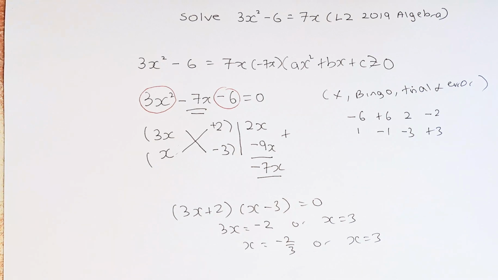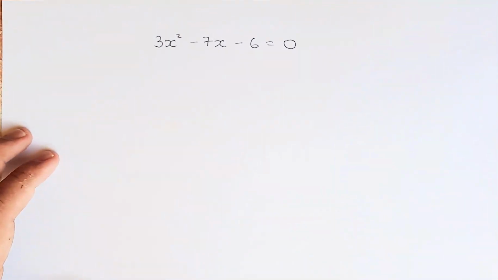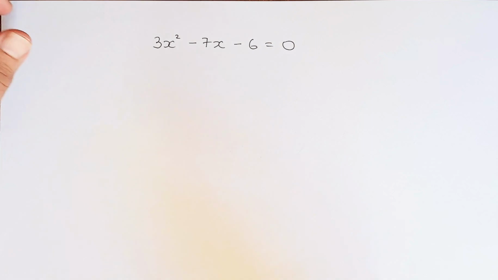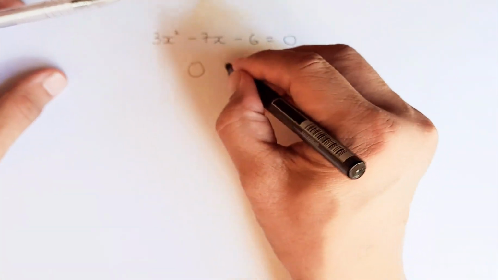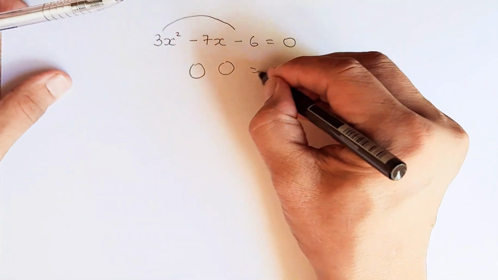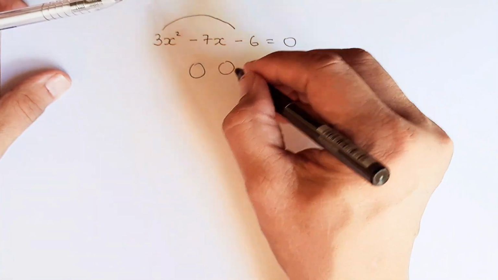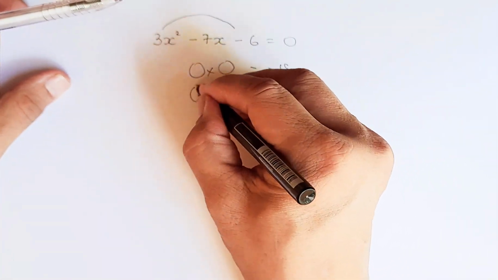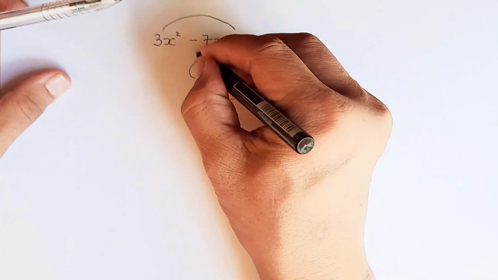That is the way that I was taught in school. But I'm going to teach you another way, which is the way that most New Zealand schools teach. This is what we do. You need to find two factors that multiply to give you minus 18, because 3 times minus 6 is negative 18, and the two factors that add to give you negative 7.